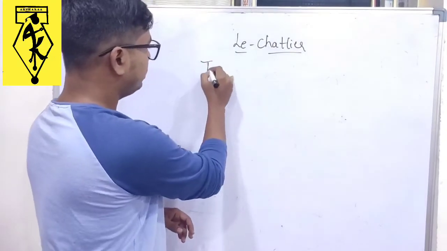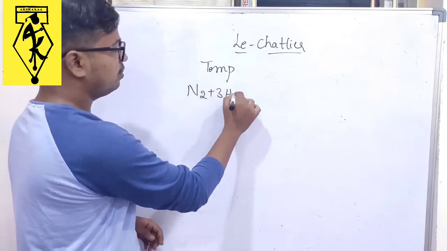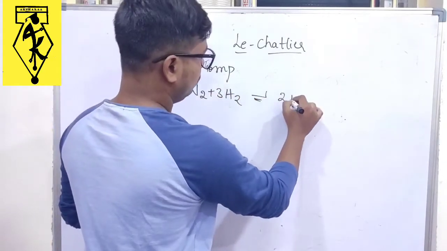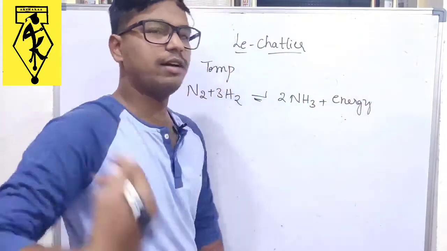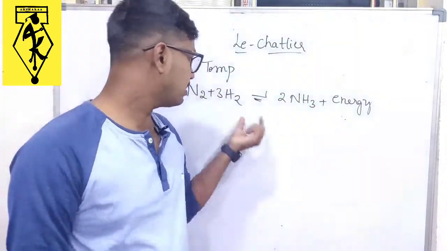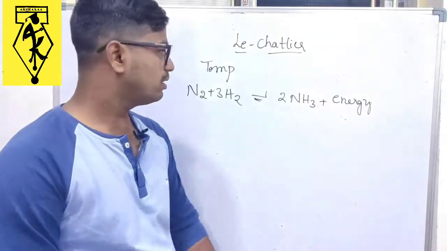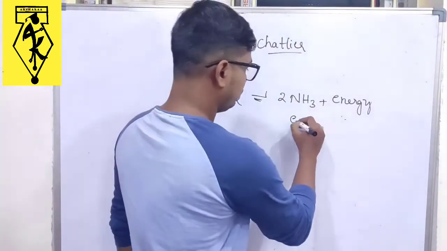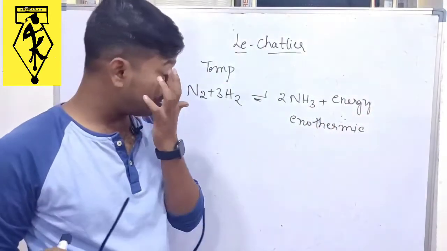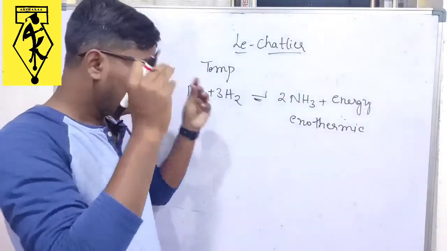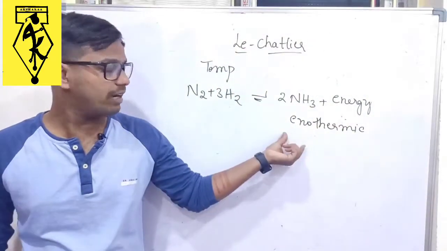Let us consider temperature then. We know ammonia formation: N2 plus 3H2 is in equilibrium with 2NH3, plus some amount of energy is released. Everyone knows that the reaction is famous. Now, what I am telling you is energy is released here. So if energy is released, we call it what? Exothermic reaction, right? We call it an exothermic reaction.